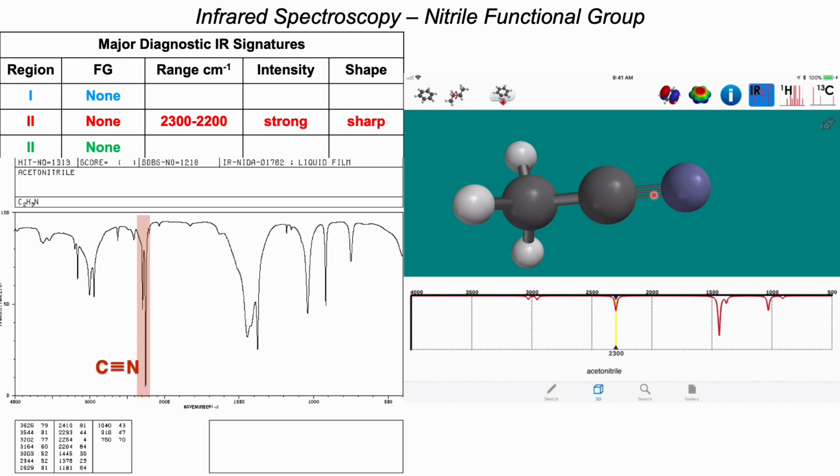And so to wrap up, this PowerPoint has been a discussion of the major functional groups that you'll see in Organic Chemistry 1 and 2, using infrared data to confirm their major diagnostic signatures.